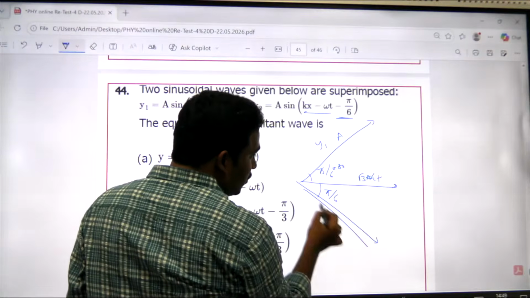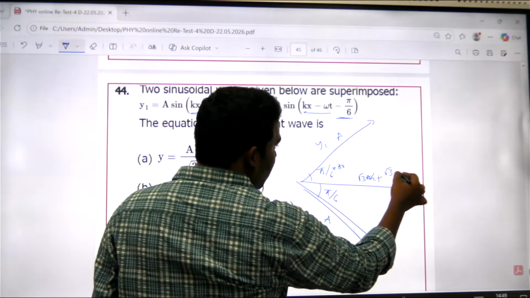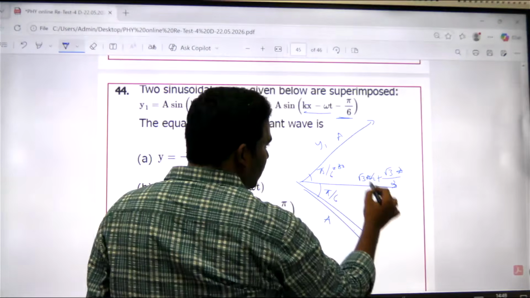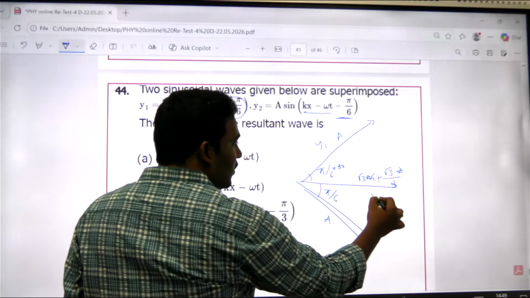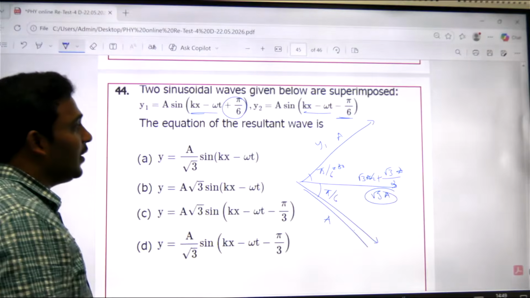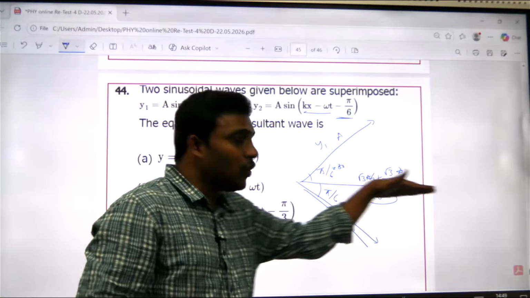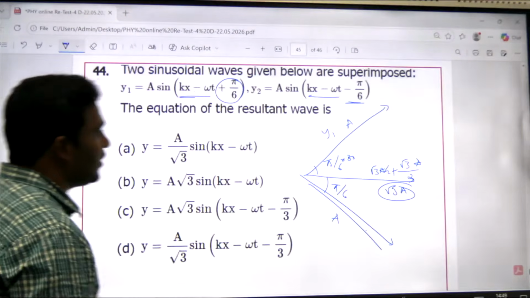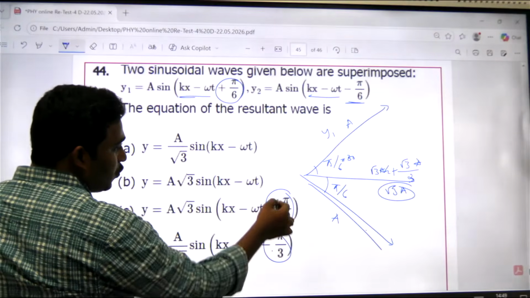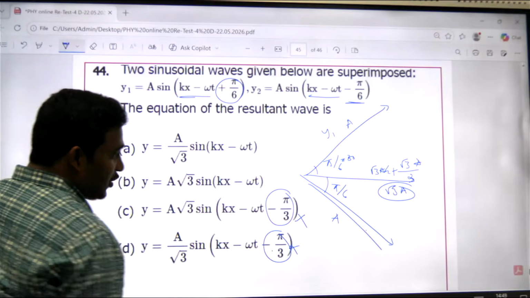and due to this also you'll have the same thing. It is root 3 a by 2. Root 3 a by 2 plus root 3 a by 2 is root 3 a. The resultant amplitude of the system is root 3 a, and it is on the x-axis. If it is on the x-axis, the phase difference has to be 0. So in these two things, the phase difference is there, so it has to be 0.